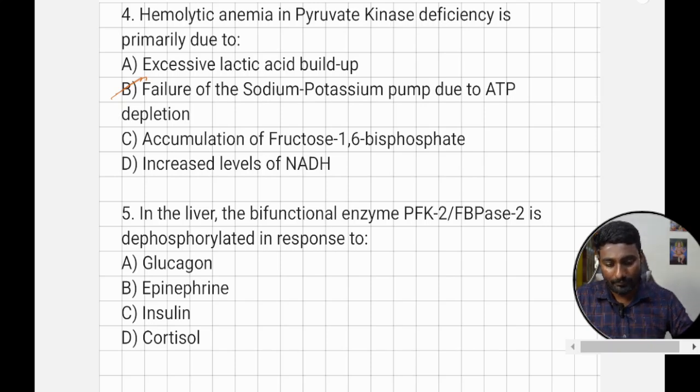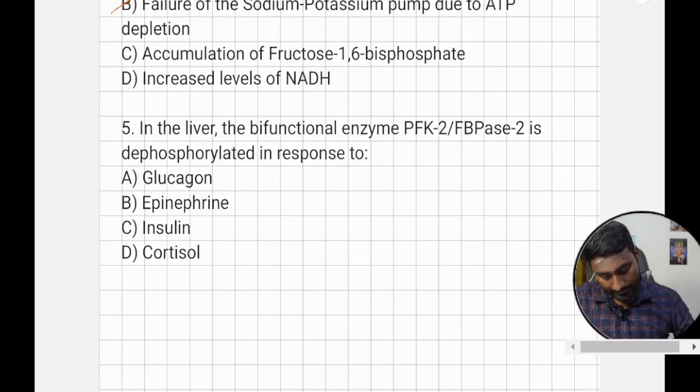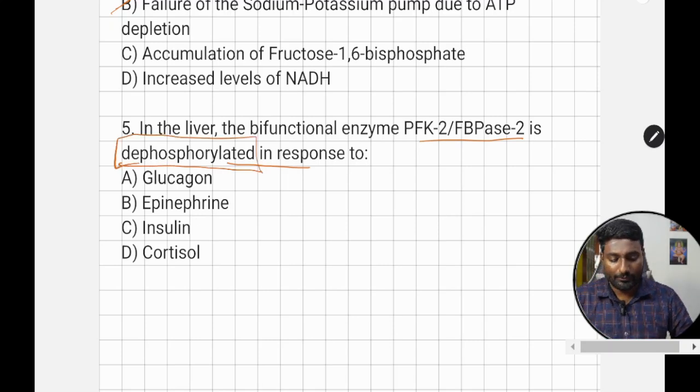Okay. Now, in the liver, the bifunctional enzyme PFK2 and fructose bisphosphatase 2 is dephosphorylated in response to what? So here, see it properly. They have used the word dephosphorylated. So insulin. Got it? Understood? Any doubts? Okay. Thank you.